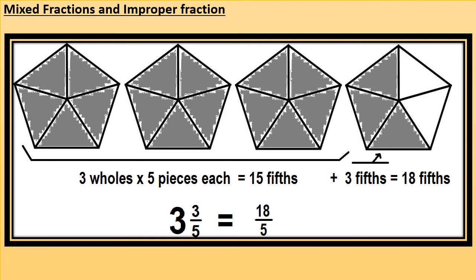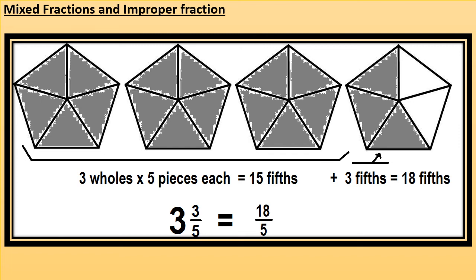Now let's calculate the mixed and improper fraction of this image. You can see there are 4 pentagons which are equally divided into 5 parts. Now 3 parts are fully shaded and 1 part is partially shaded, in which 3 parts are shaded out of 5. So the mixed fraction will be 3 and 3 by 5. So the whole part is 3 and 3 by 5 is the fraction part.